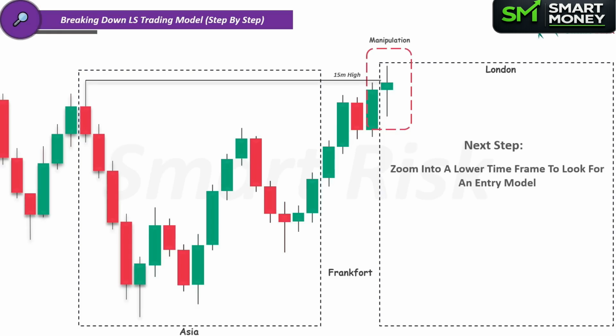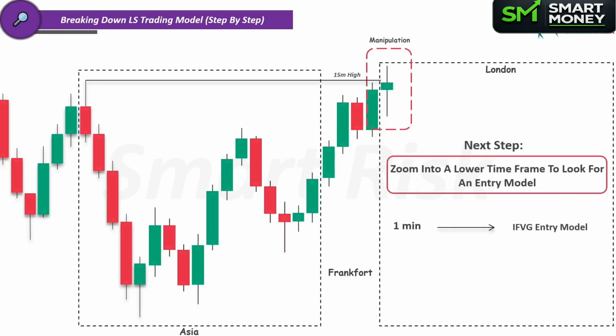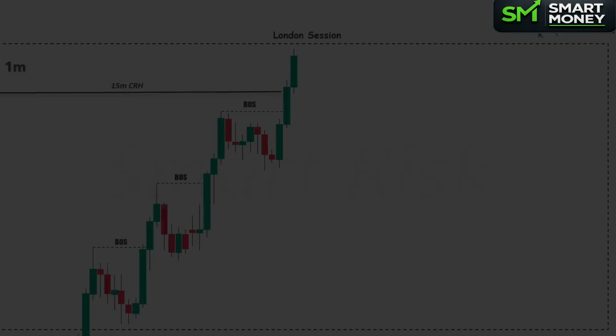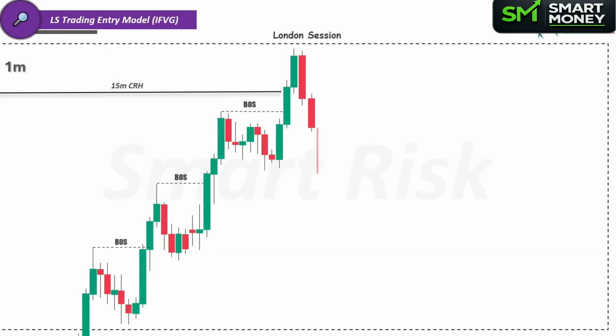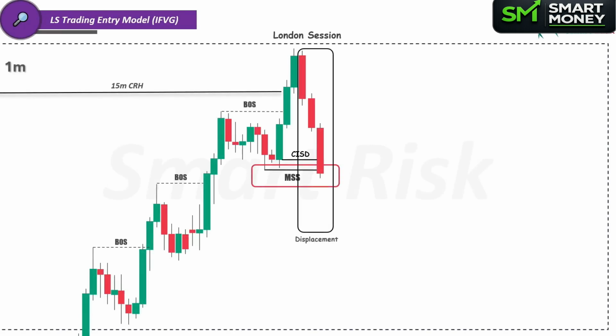From there, move down to the 5-minute or 1-minute chart and look for evidence that the sweep is actually causing a reversal. We want to see strong displacement in the opposite direction, ideally creating a CISD and a market structure shift. This tells us that institutional order flow may be entering the market. Once those conditions are met, we can look for our entry model.